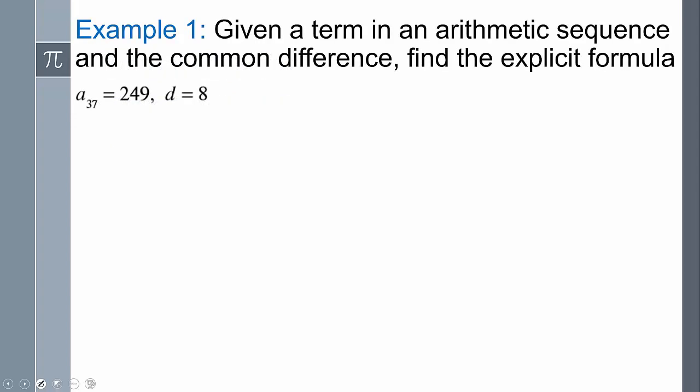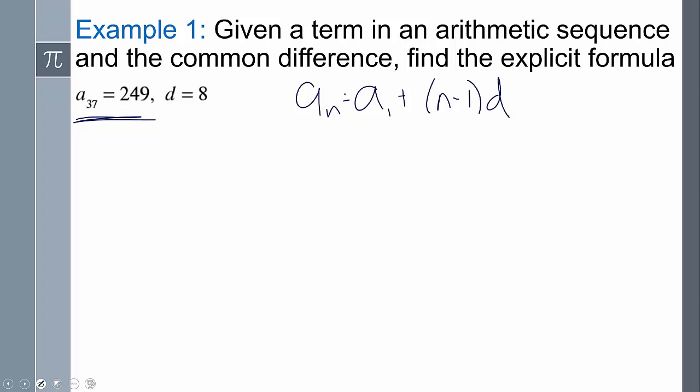So this first one, it says, given a term in the arithmetic sequence and the common difference, find the explicit formula. So it's given us the 37th term. It doesn't give us the first term. It doesn't give us a list starting with the first term, et cetera. So if we remember the formula, a sub n equals a sub 1 plus n minus 1 times the d, common difference d.